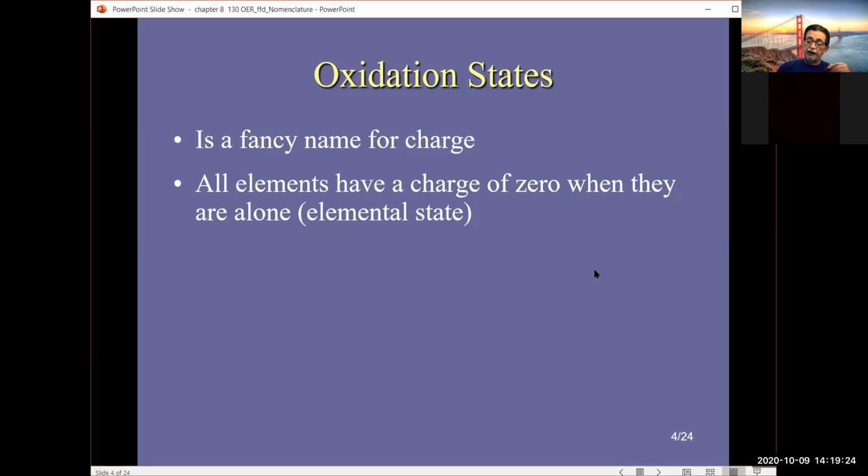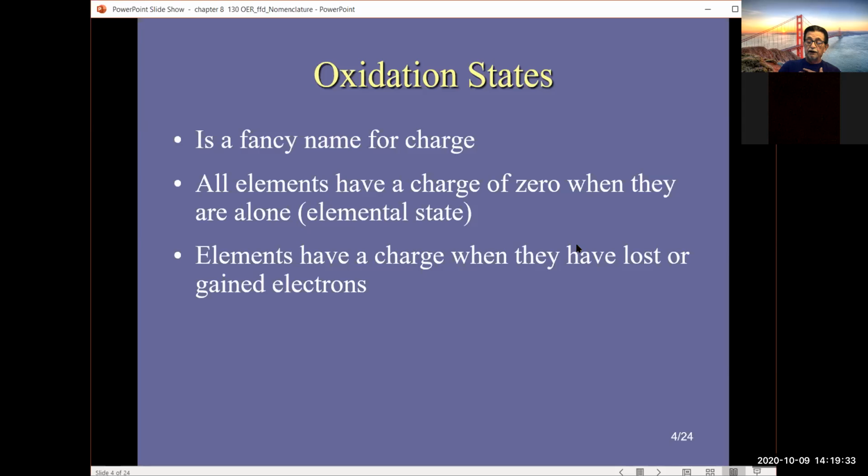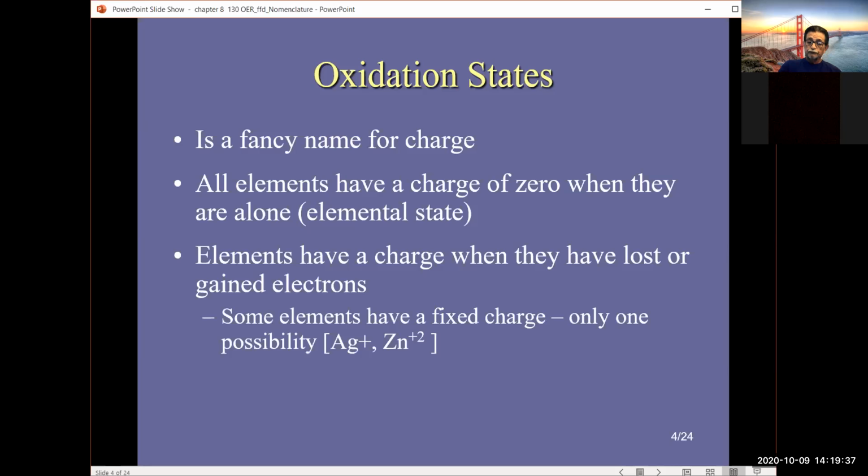Okay, we all know that the elements all have a 0 charge because they have an equal number of protons and equal number of electrons, when they are in the elemental state. Once they lose electrons or gain electrons, they become ions, either a cation or an anion.